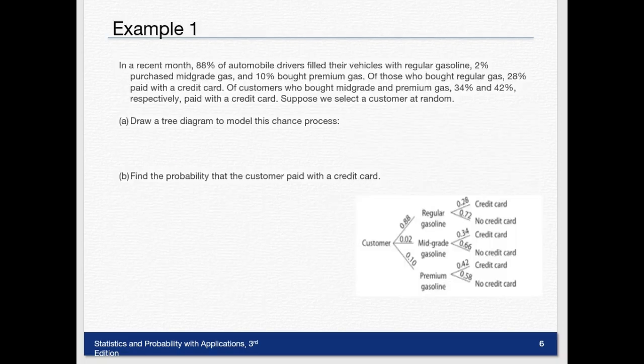All right, let's try one of these. In a recent month, 88% of automobile drivers filled their vehicles with regular gasoline, 2% purchased mid-grade gas, and 10% bought premium. Of those who bought regular, 28% paid with a credit card. Of the customers who bought mid-grade and premium, 34% and 42% respectively paid with a credit card. Suppose we select a customer at random. The first thing you're going to have to do today is draw these tree diagrams, but I've drawn this one for you so you can see how these all lay out.